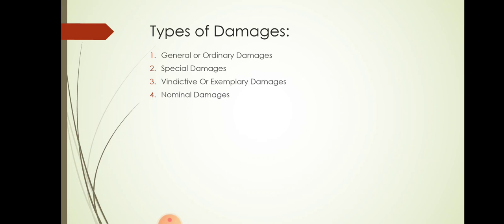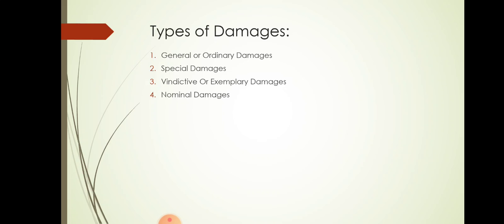Now we'll talk about types of damages. So these are the types of damages: general or ordinary damages, special damages, vindictive or exemplary damages, and the fourth one is nominal damages. We'll see first, general or ordinary damages. General damages are those which arise naturally in the usual course of things out of the breach of the contract. This means that the damages must be the proximate consequence of the breach of the contract. These are the damages which the law takes for granted from the breach of the contract. They are assessed on the basis of actual loss suffered.